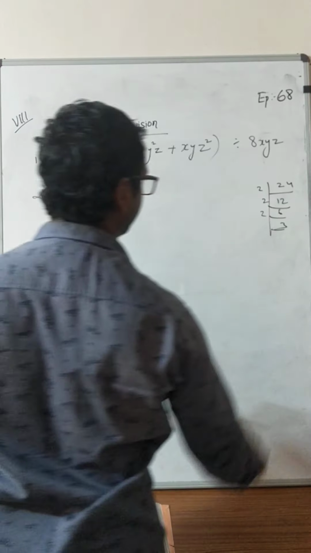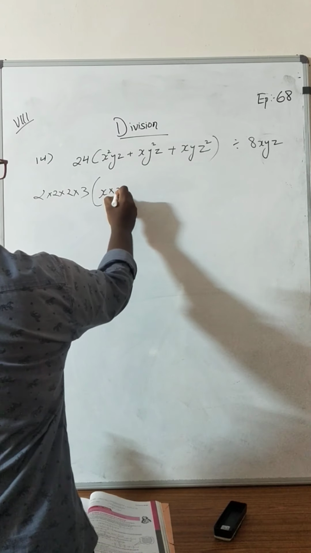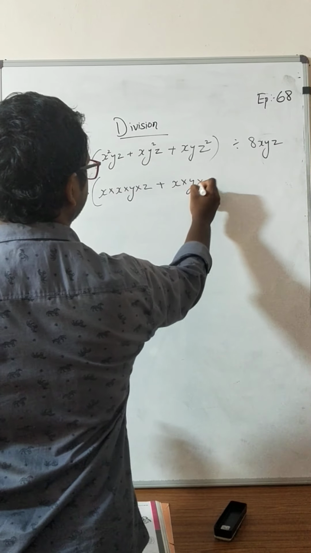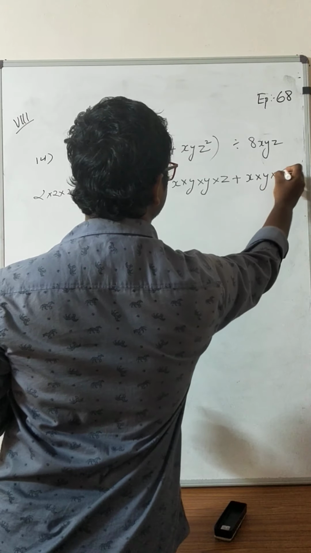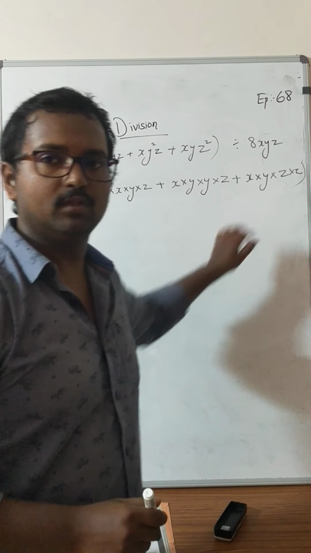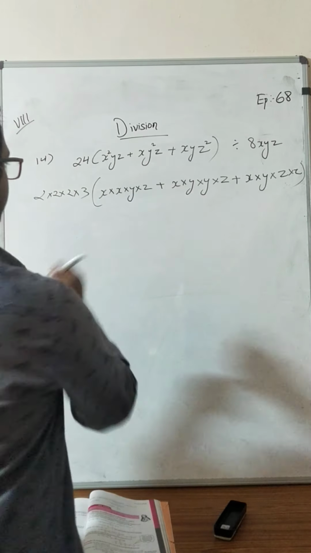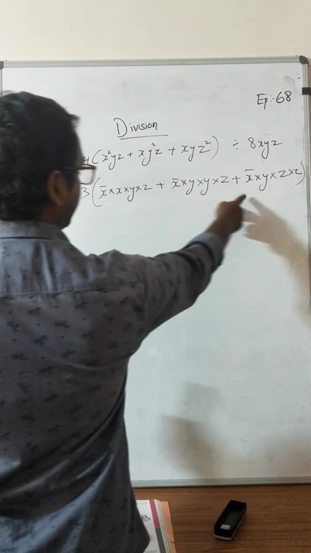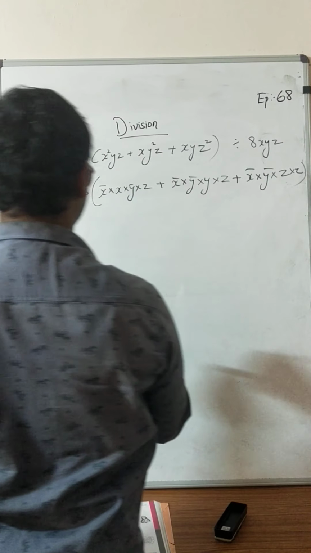Next, open this bracket. In the bracket x square is there. X square means x into x into y into z is this. Here x into y into z. Next is x into y into z into z. Now see, what can we take common from all these three terms? We have one x here, one x here. We have one more x here, but we do not have any more x in the common. We have one y here, one y here, one y here.